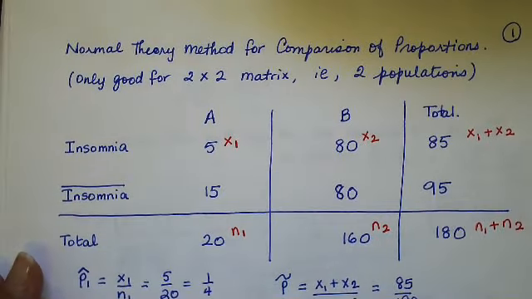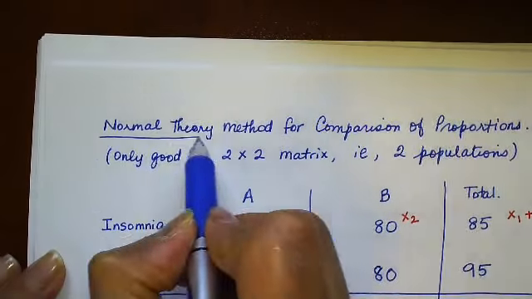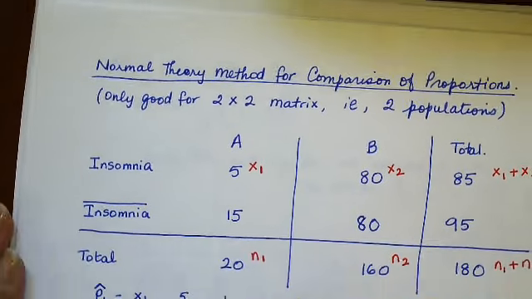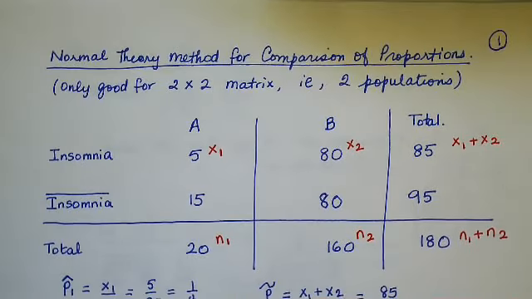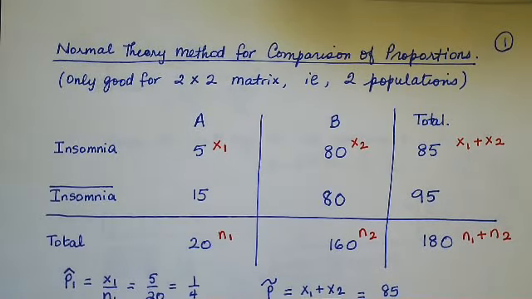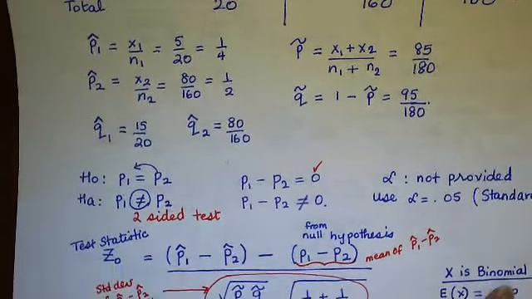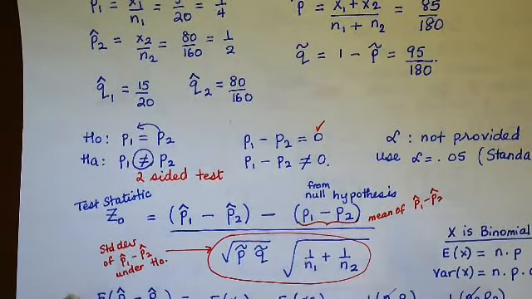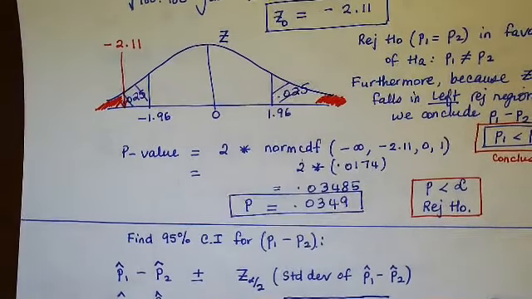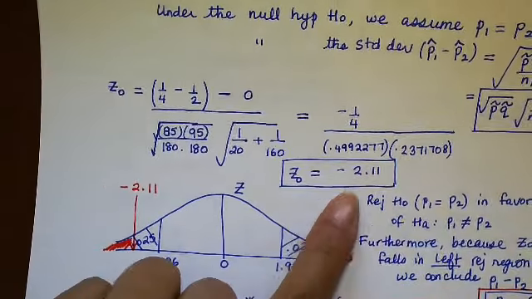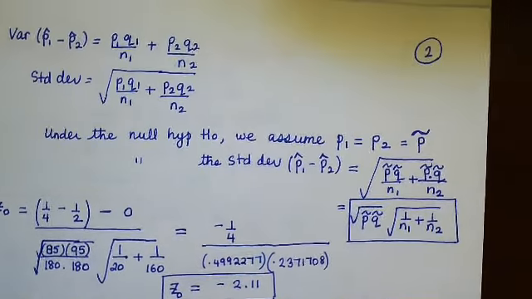So just to summarize what we've done here today, folks, we first began with the normal theory method for comparison of proportions, where you were given a 2x2 matrix. This is only good for a 2x2 situation. You were given a 2x2 matrix, and we actually created a z-test statistic here, and we ran a hypothesis test using z, and we came up with a test statistic of minus 2.11.